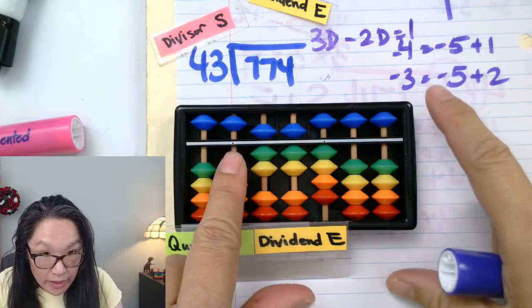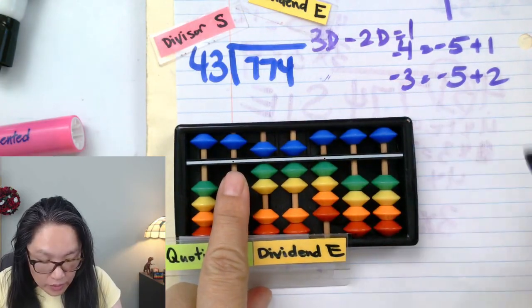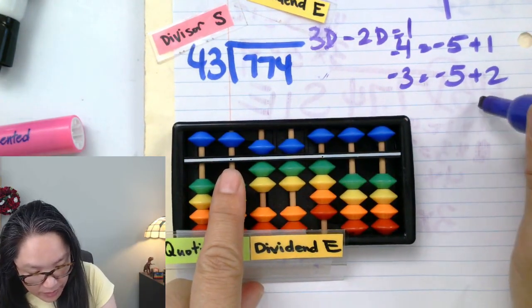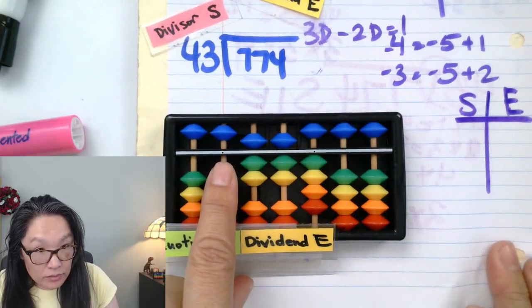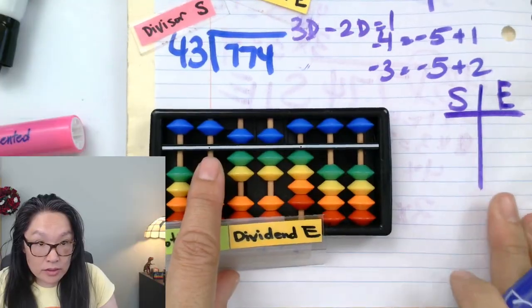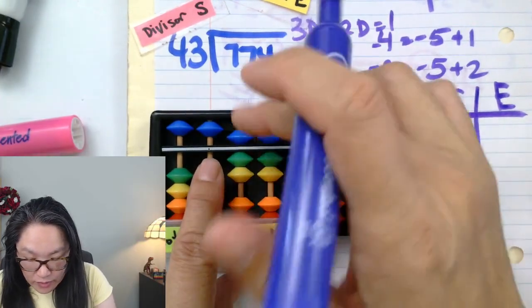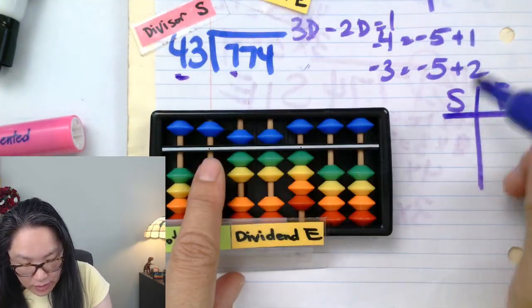Now I'm going to compare. When I compare, maybe I do it here. S and E. How's that? Okay, good. So the first thing we're going to do is compare 7 and 4.